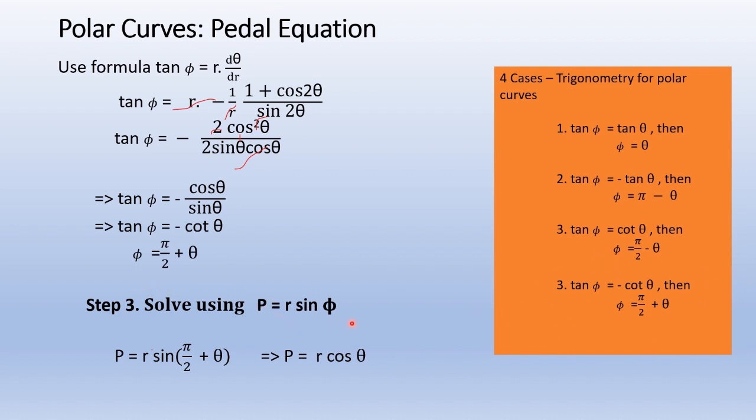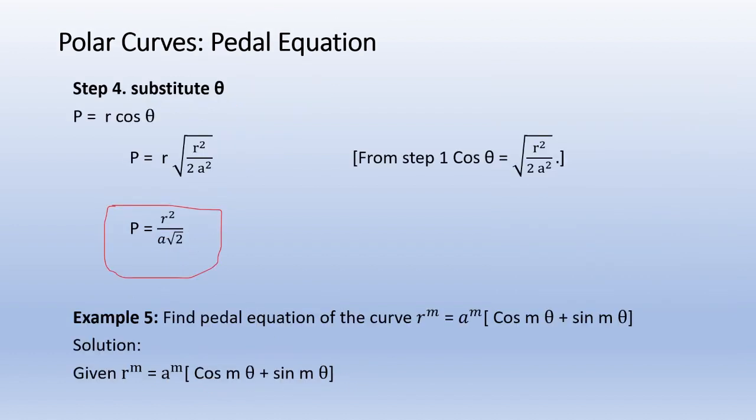Step 4. Substitute theta in p is equal to r cos theta. We got the value of theta in step 1. p is equal to r times under the root r square by 2 a square. Simplifying, we get p is equal to r square by a root 2. Example 5. Find the pedal equation of this curve.